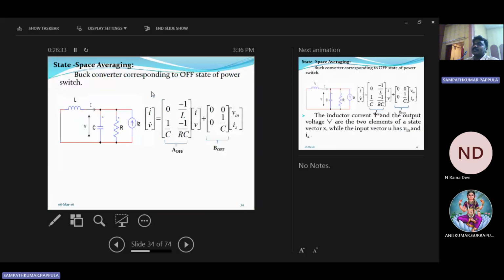During the turn off condition of the main MOSFET, you are getting the equivalent circuit like this. For this equivalent circuit, again they write the same state equation, and they represent it in matrix form.